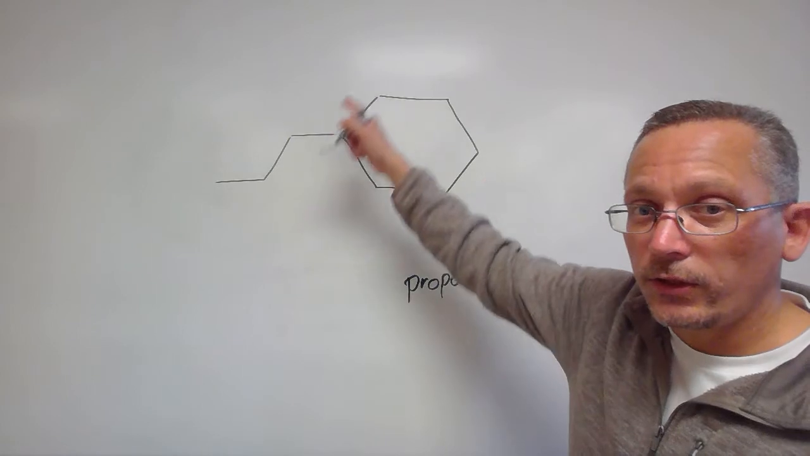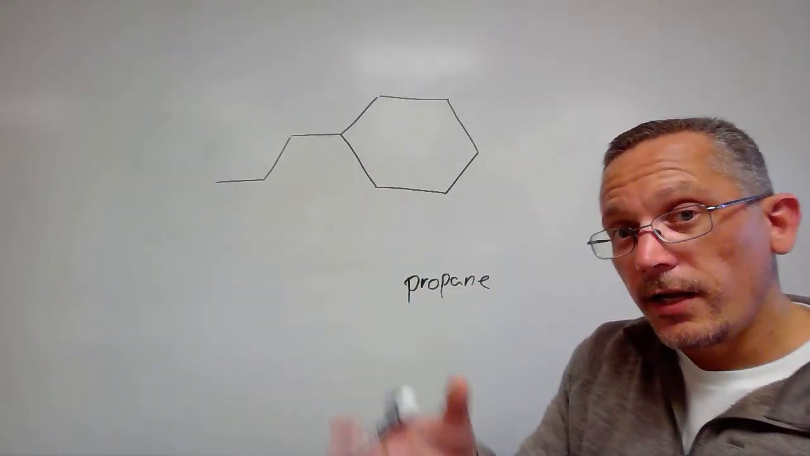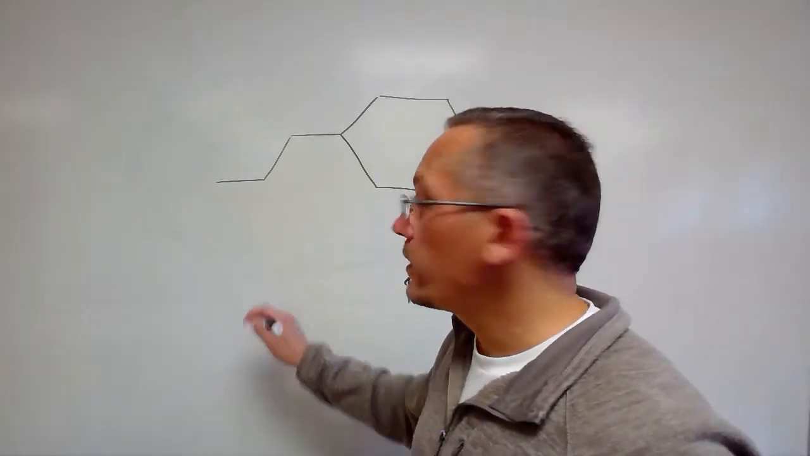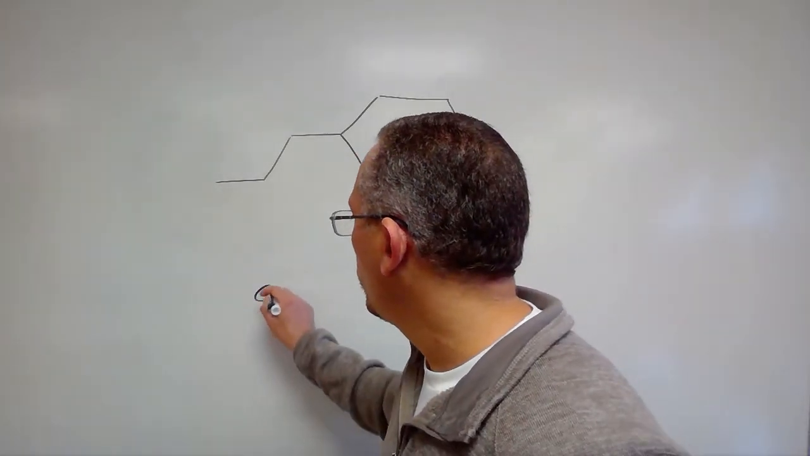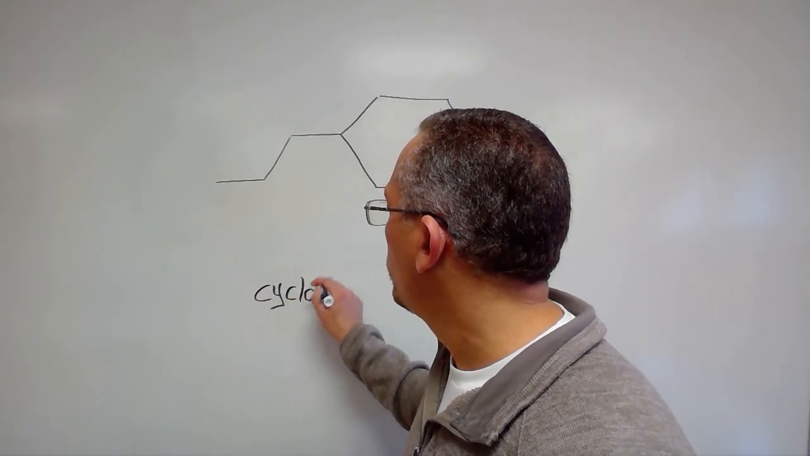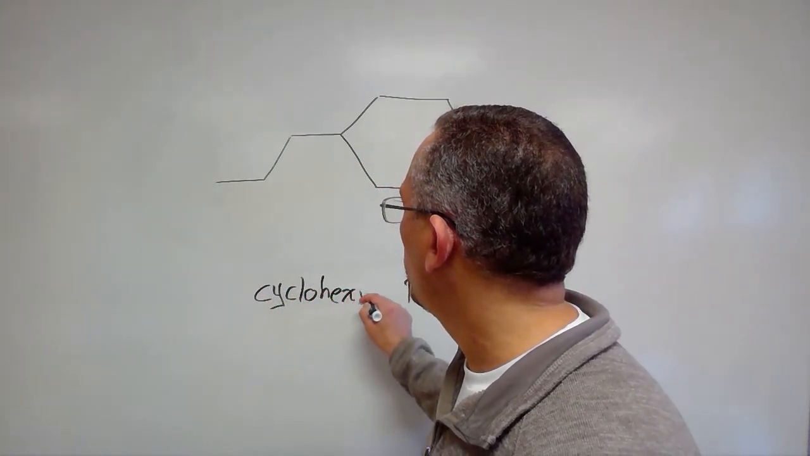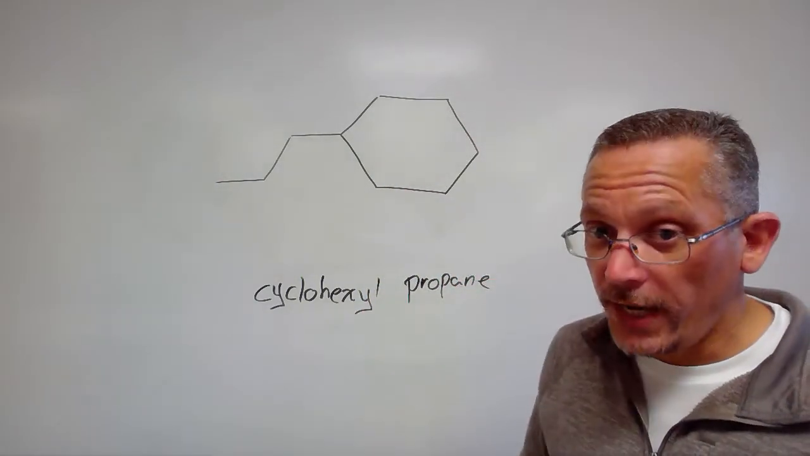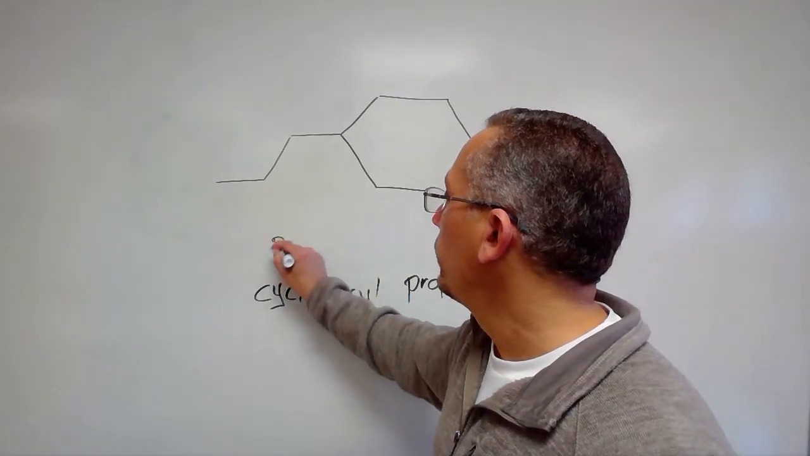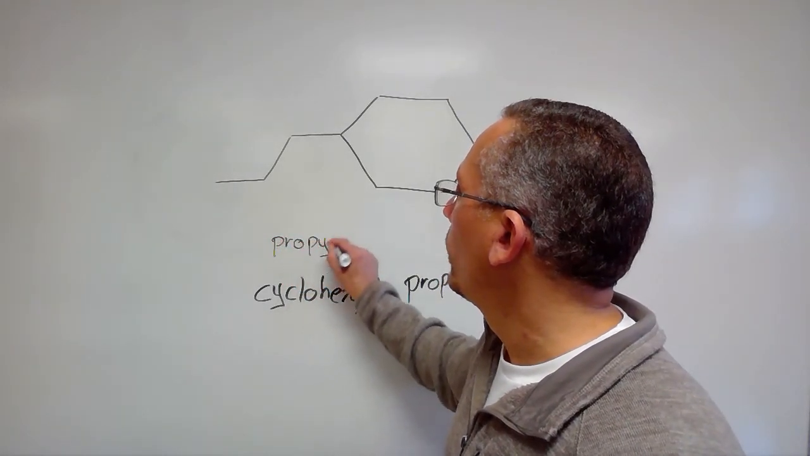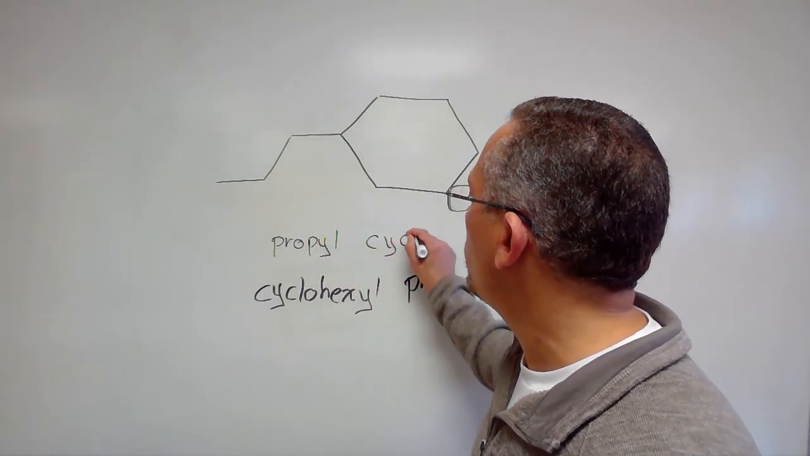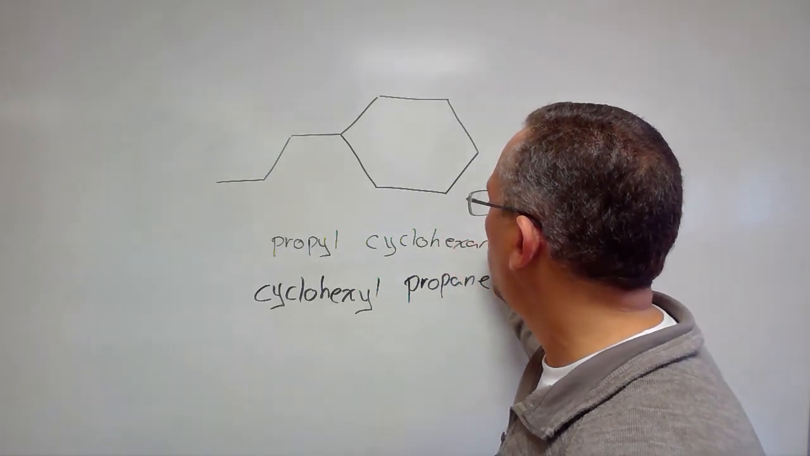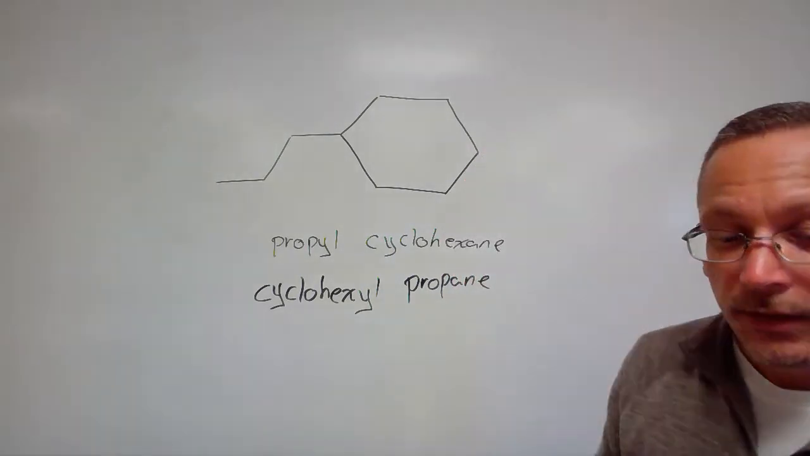So you remember this was cyclohexane. But instead of naming it like a chain, we're going to name it like a branch. So instead of cyclohexane, cyclohexyl, with the suffix YL to show that it's a branch. So you can name it either way, either propylcyclohexane or cyclohexylpropane. Both are correct.